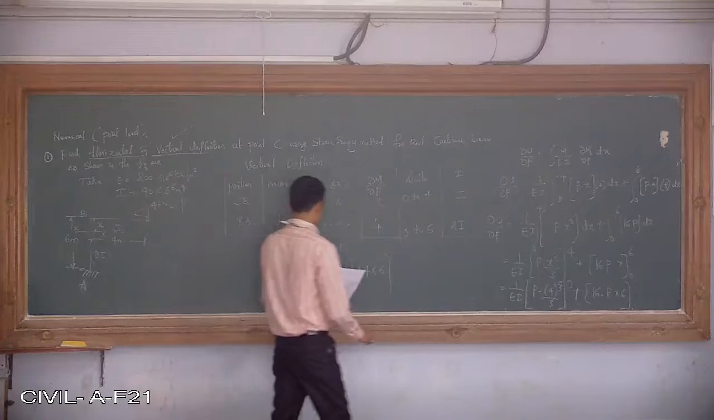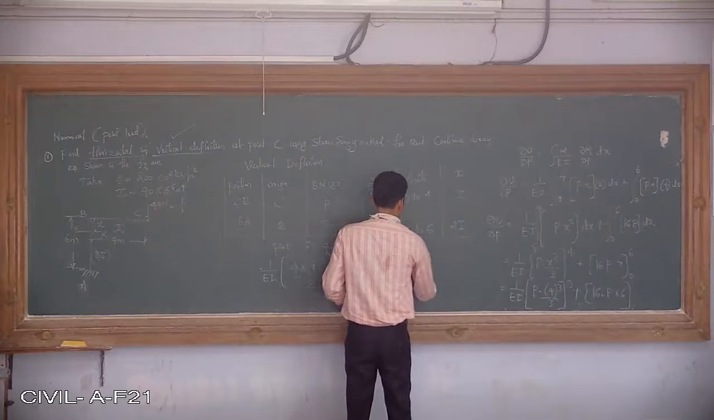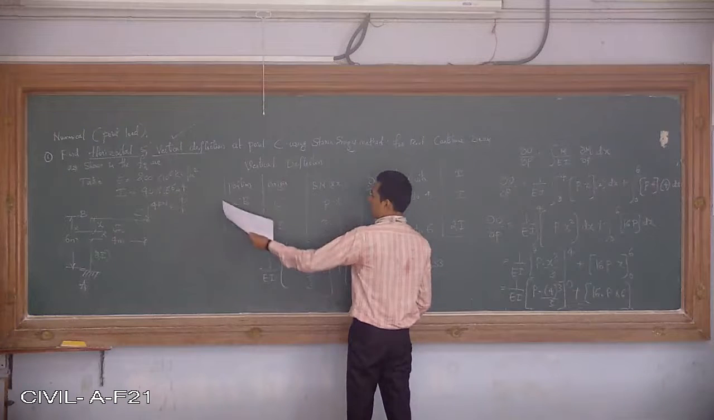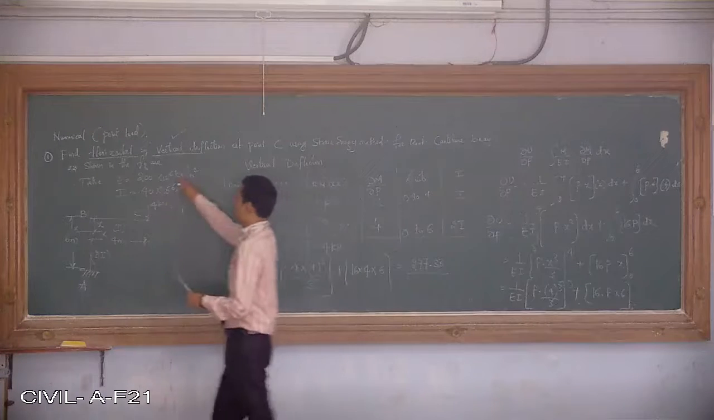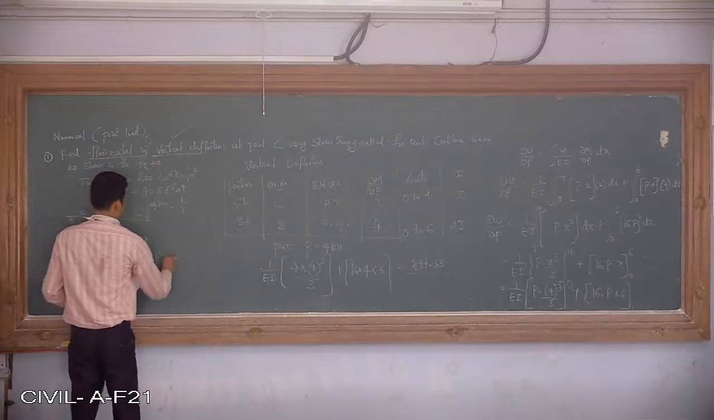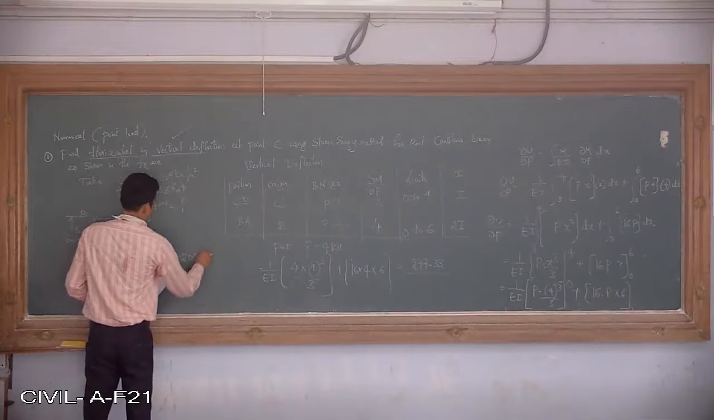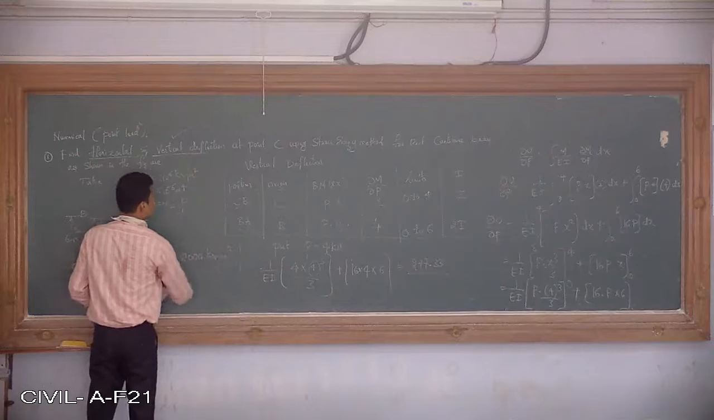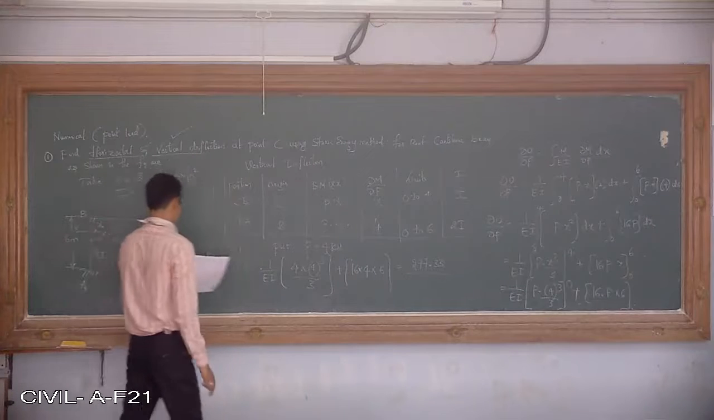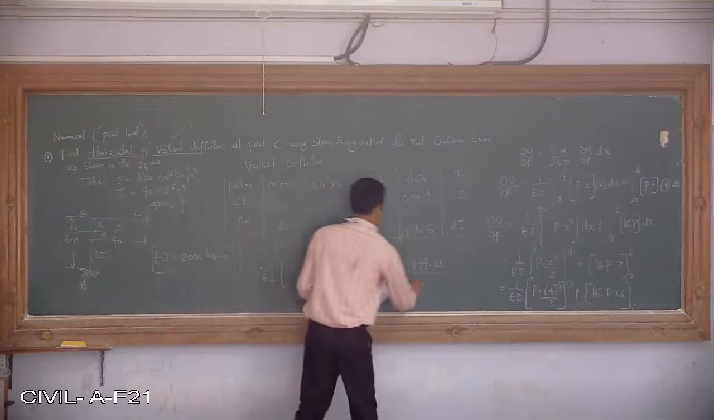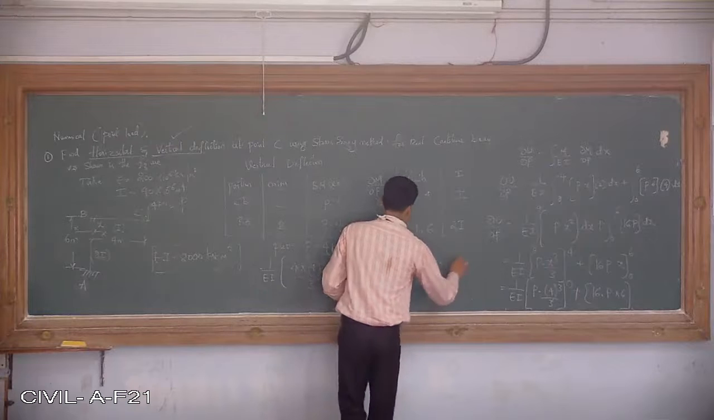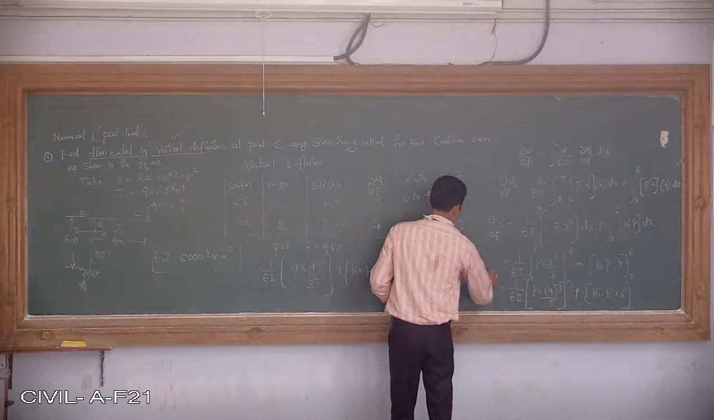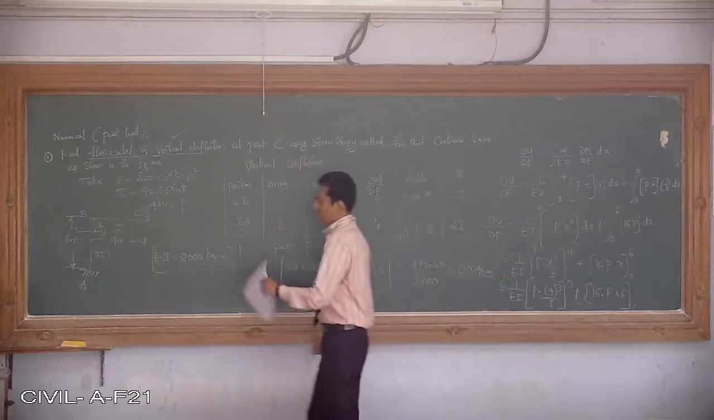After solving this, you get 277.33 divided by EI. EI, the product of E and I, will be 8000 kilonewton meter square. I think I had written that. It is 8000 kilonewton meter square. So divided by 8000, you get 0.0346 meter.